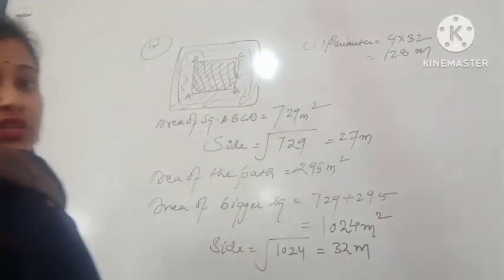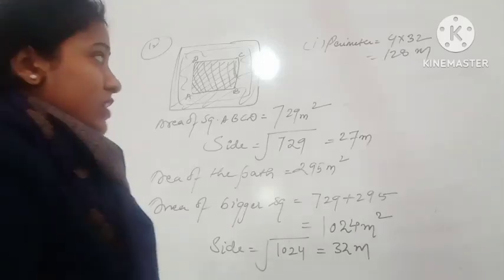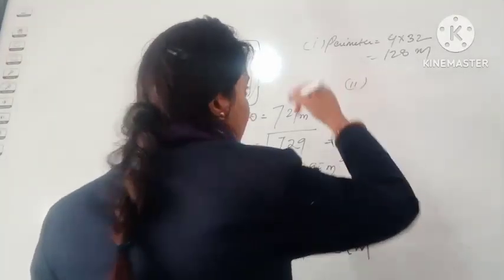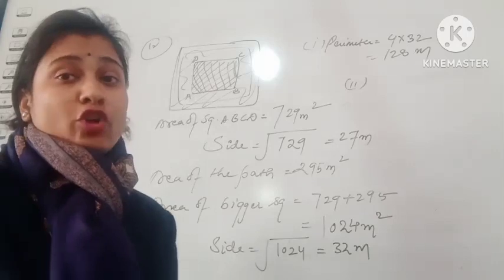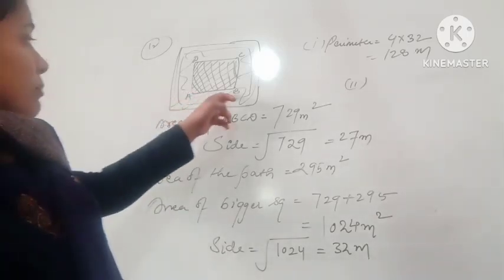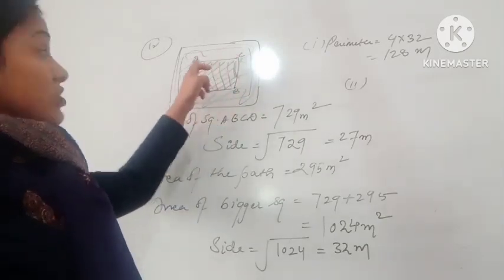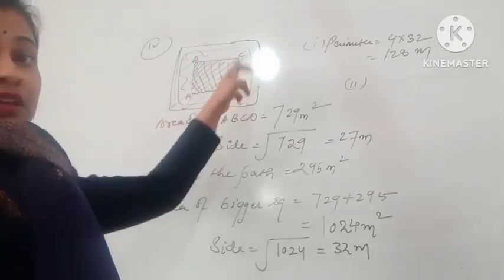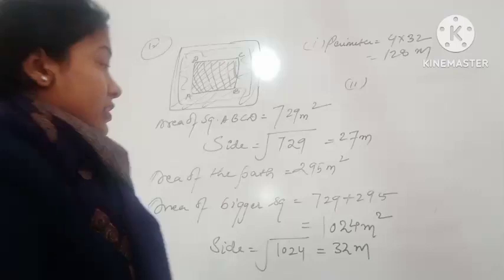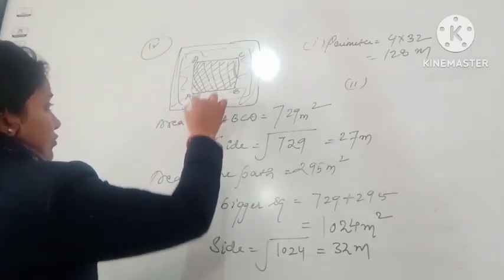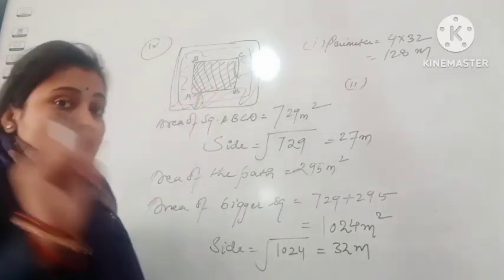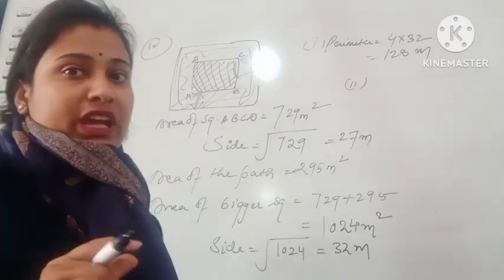Now, in second part, what is it asking? The width of the path. Can you see this spiral one, the middle one? This is the path which is unshaded. This is the path which is running around the square. We have to find the width. Width means this we have to find. This width. कितनी उस path की चौड़ाई है? Width we have to find. Now, can you see in the figure if I show you?